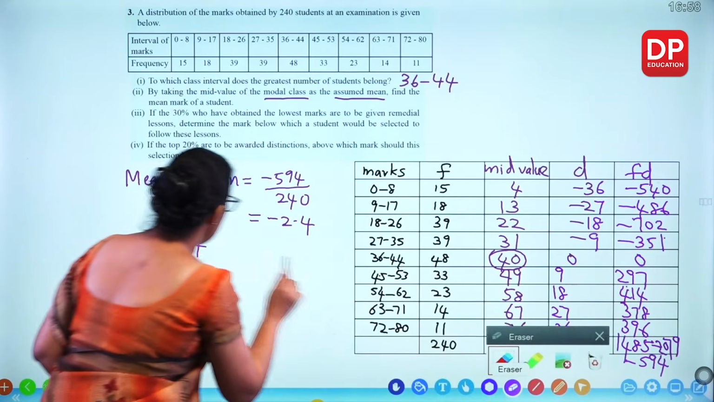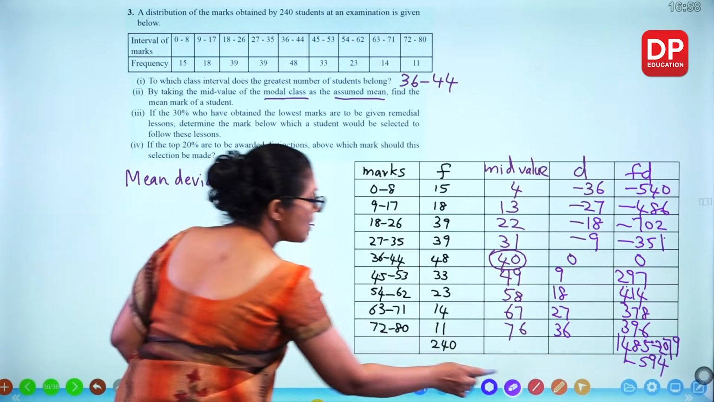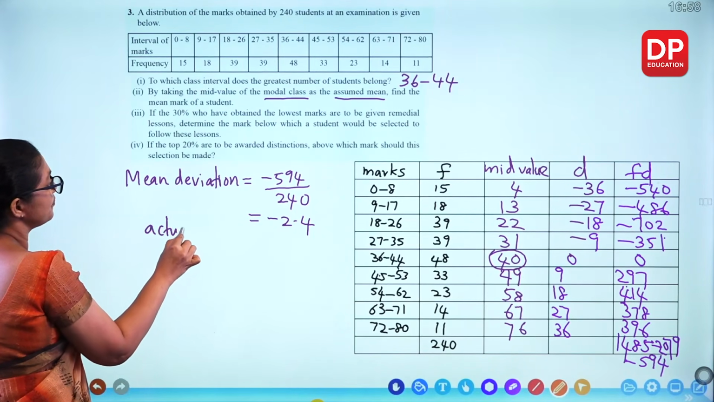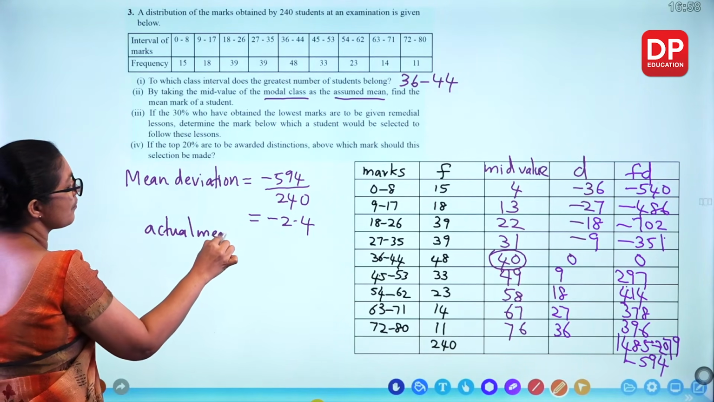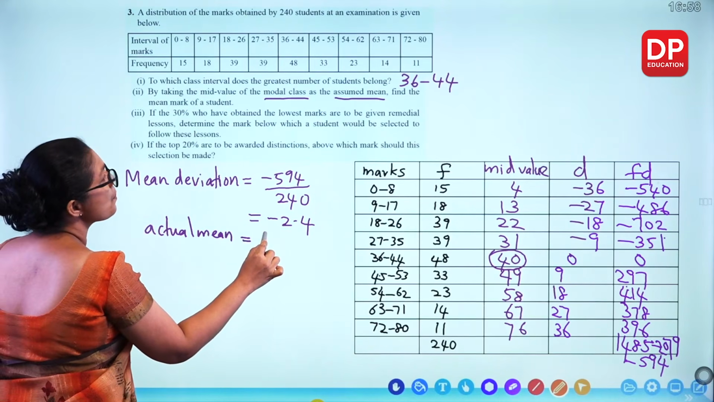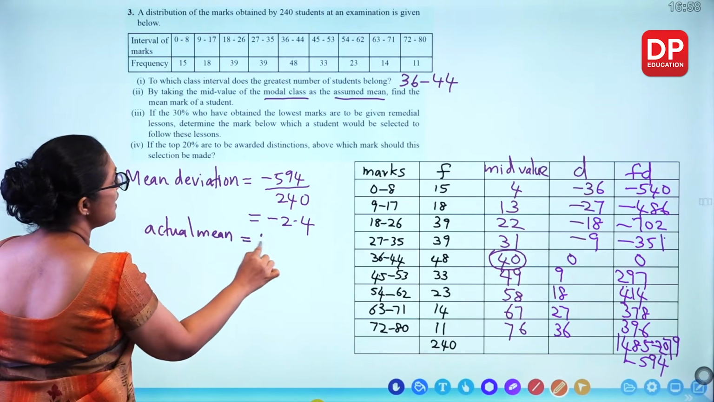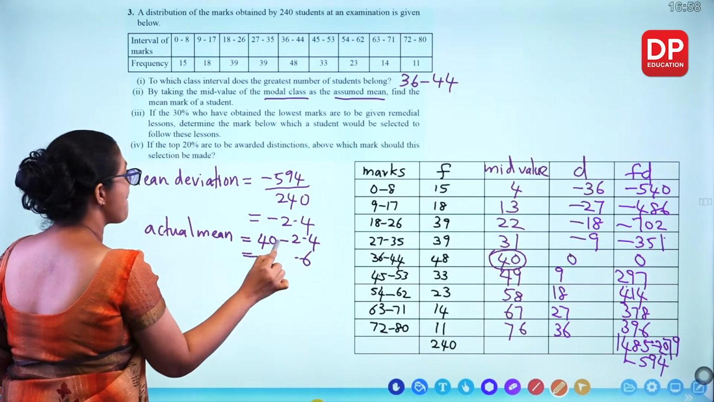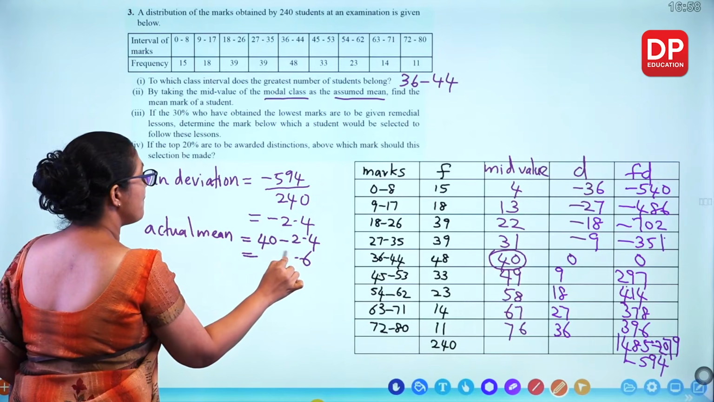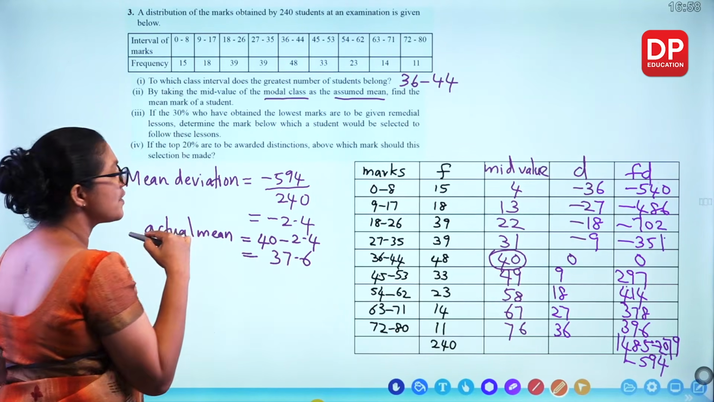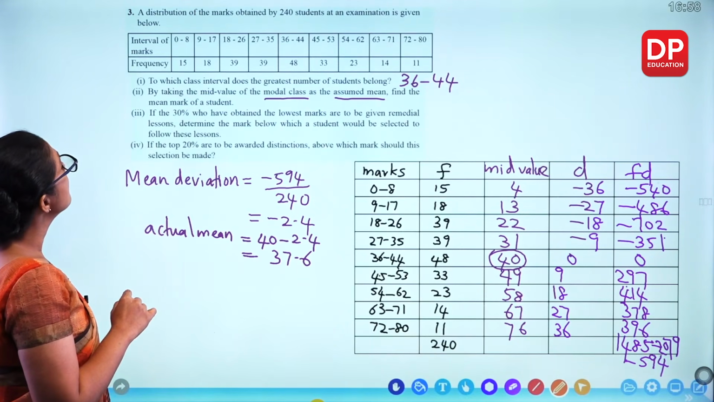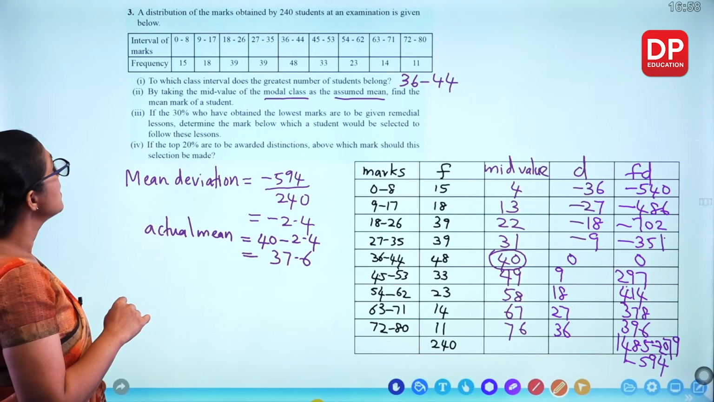Actual mean is assumed mean plus the mean deviation. So actual mean, assumed mean is 40 minus 2.4. So 37.6 is the actual mean. So that's the mean mark of a student.